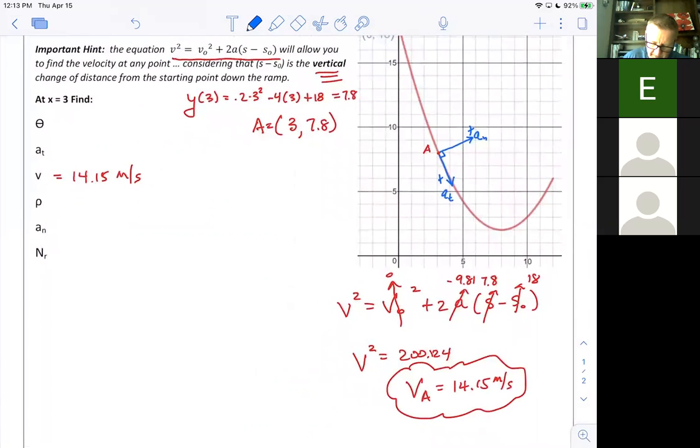Remember, your first order of business for this would be to draw your free body diagram, because you've got to get all the forces involved. And I'm going to just remind us of that.